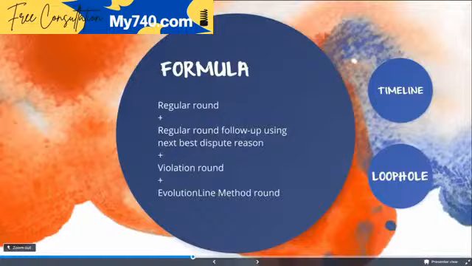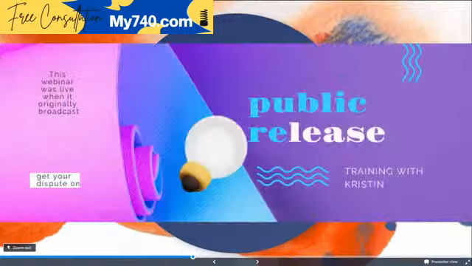So the evolution line method round comes immediately following that. And you can even switch them out. You can have the evolution line method be first and then violation. But the evolution line method works where, let's say that on round one update, you notice that instead of a deletion, you're getting a correction, but they're still not even correcting to be correct.